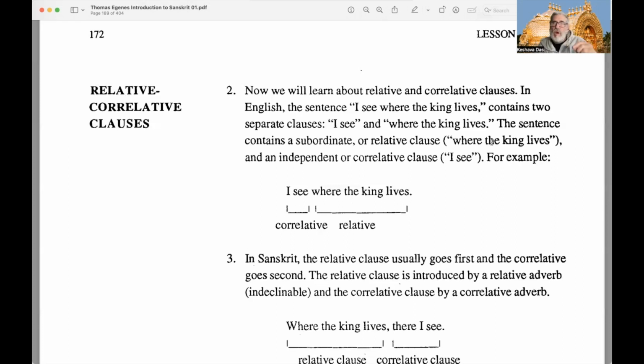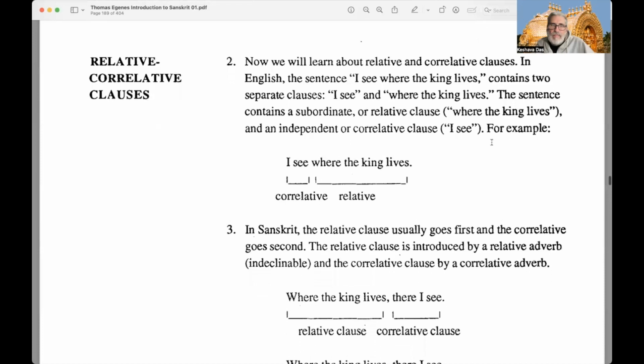So where the king lives, and an independent or co-relative clause, I see. I would call that a primary clause and a subordinate clause. He calls it a relative and co-relative. He calls co-relative as independent and relative. If you just remember, there's a primary clause and there's a secondary clause, or relative clause, or subordinate clause. Whatever terminology you want to use, there's one clause which is primary and the other one is not primary and it relates to it. So it's called a relative clause. That's all you have to know.